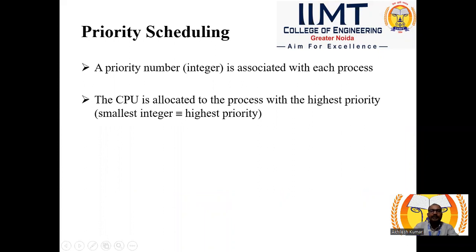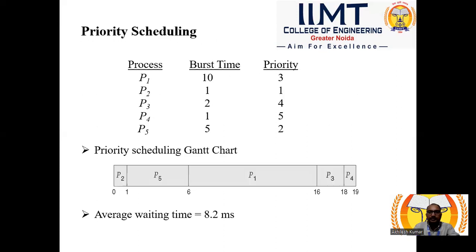Next algorithm is the priority scheduling algorithm. The priority scheduling algorithm is a preemptive as well as non-preemptive scheduling algorithm, in which a priority is given in the form of an integer and associated with each process. The CPU is allotted to the process with the highest priority. That is, the smaller the integer, the higher the priority.